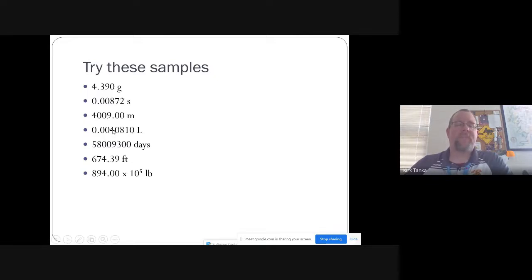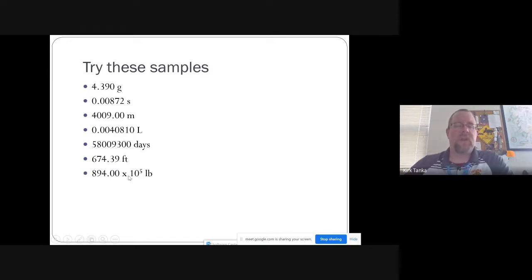So 40810, that has 5 sig figs. Those are your 5 significant figures, not these 3. And then this one, we're going to count the 5, the 8, these 2 zeros in between the 8 and the 9, and we'll count the 9 and the 3. We don't count these last 2. So that should have 6 sig figs. This one, since there are no zeros, we don't have to worry about it. So that has 5 sig figs.